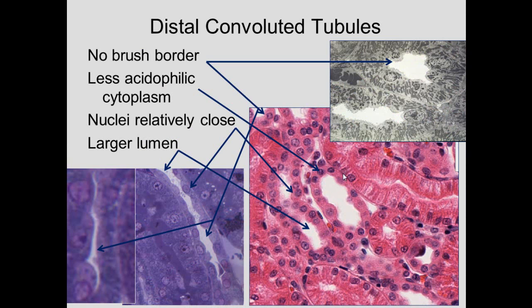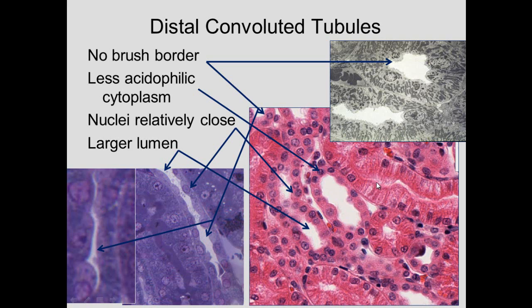How do you define that? One, no brush border. Also, less eosinophilic, less red than what you see in a proximal tubule. Proximal tubule, and here's a distal tubule. Nuclei are close together, as you see there and there, and the lumen is fairly larger. And so those are some of the characteristics you can see with the distal tubule compared to the proximal tubule.